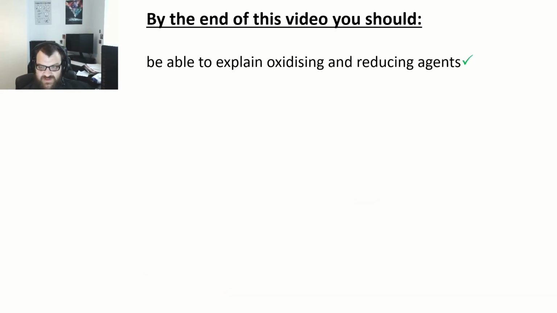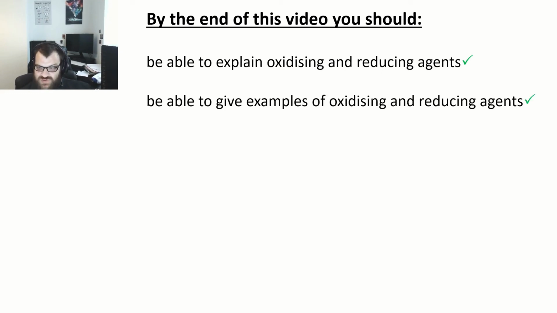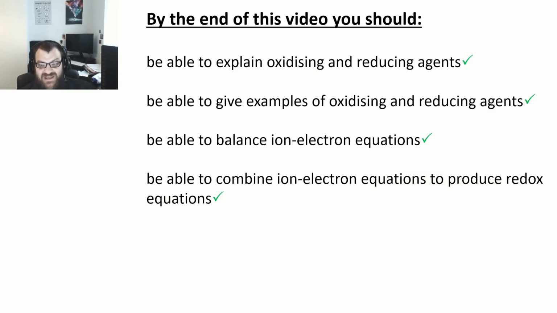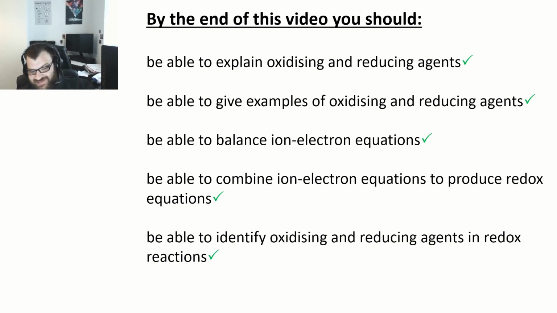Hopefully now at the end of this video, you're able to explain what oxidizing and reducing agents are, and give some examples of oxidizing and reducing agents using the data booklet as necessary. You're able to balance the more complex ion-electron equations that are typical at higher level. You're also able to take a reduction and oxidation reaction and combine them to produce a redox equation. And then when you're given a redox equation, be able to pick out oxidizing and reducing agents within those.